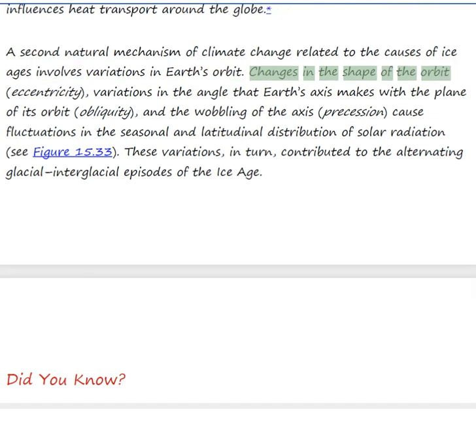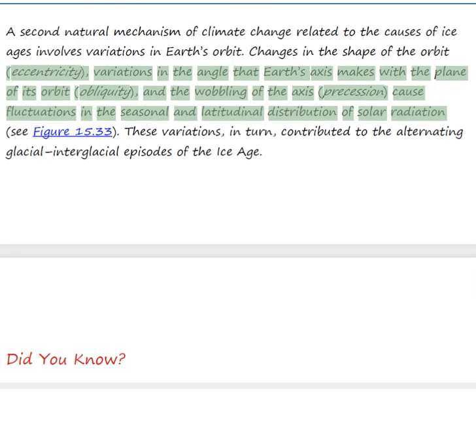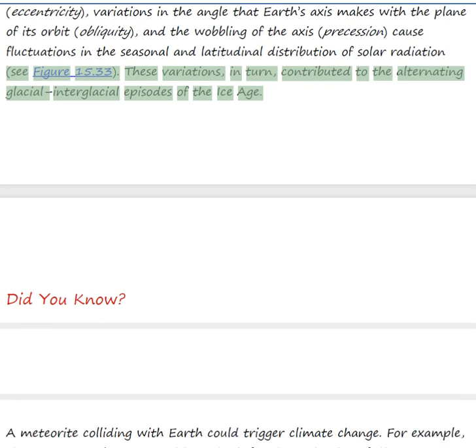Changes in the shape of the orbit, variations in the angle that Earth's axis makes with the plane of its orbit, and the wobbling of the axis cause fluctuations in the seasonal and latitudinal distribution of solar radiation. These variations, in turn, contributed to the alternating glacial and interglacial episodes of the Ice Age.